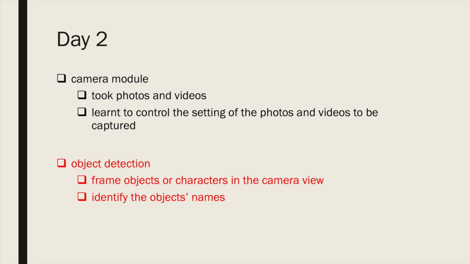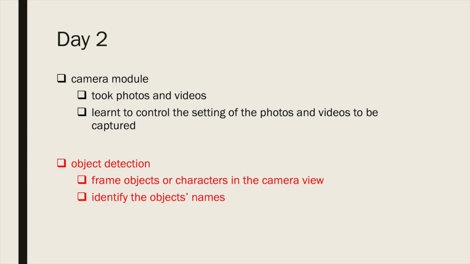On the second day, we moved on to the application part of the Raspberry Pi. The first application we worked on was the camera module. We took photos and videos with the camera connected to the Raspberry Pi. Then, we learned to control the settings of the photos and videos to be captured by the camera. After successfully doing the exercise, we moved to more challenging tasks.